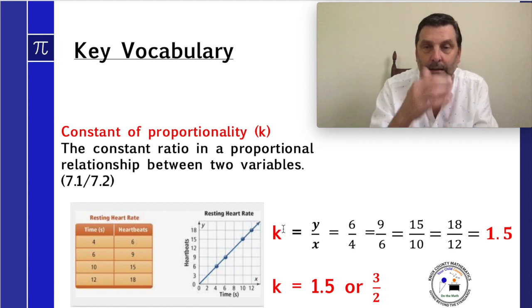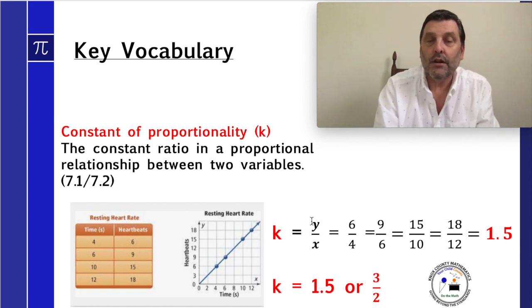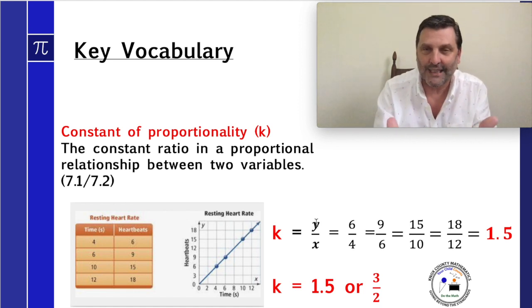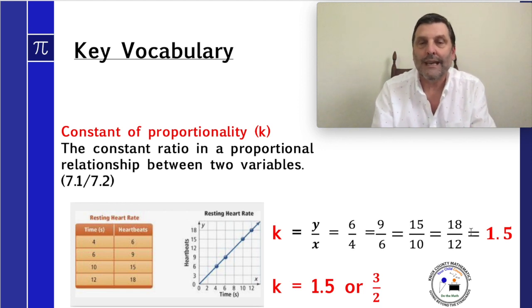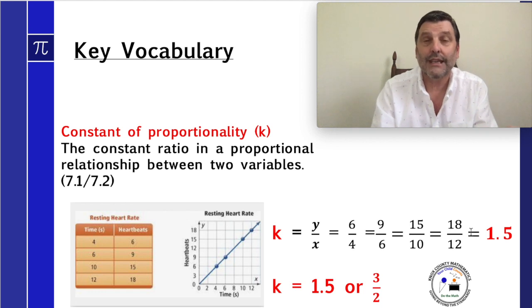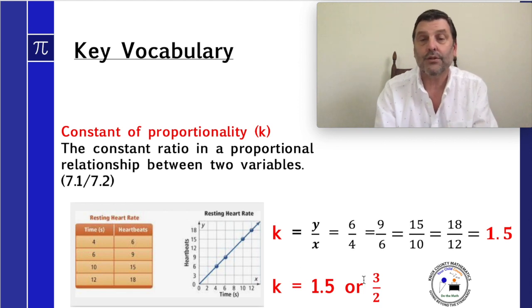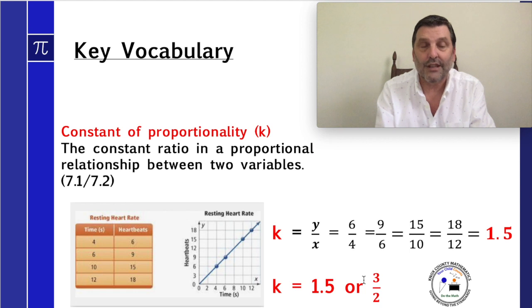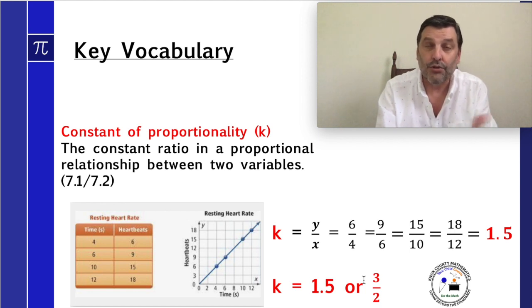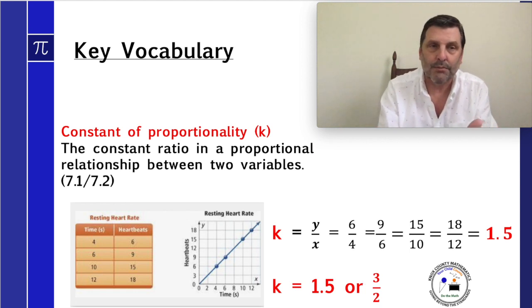In this case, because that ratio stayed the same, the value that keeps occurring is constant, and that is called your constant of proportionality. We use the letter K to represent that. So K, in this case, is equal to 1.5, or in fractional form, 3 over 2. So your constant of proportionality is that constant ratio that exists in a proportional relationship. We're going to use those two key concepts to work through our problems.